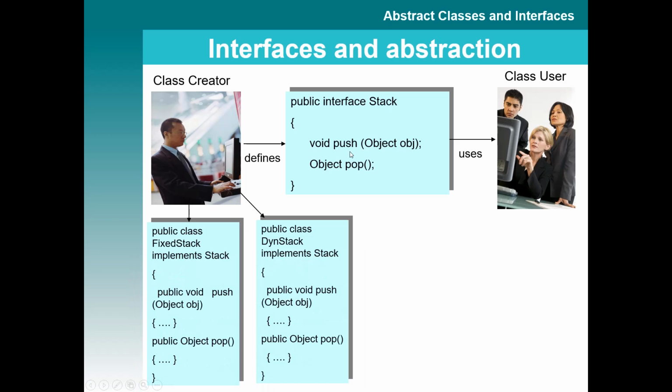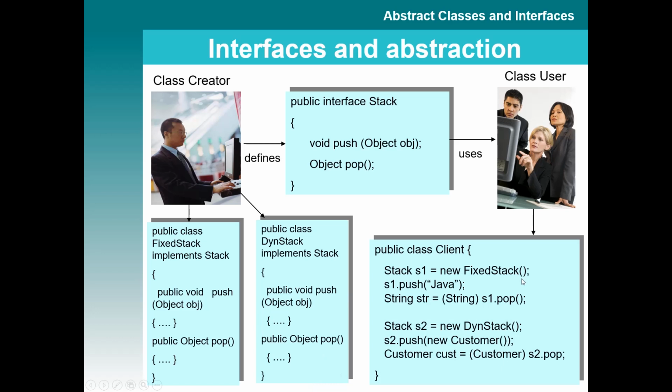And then the class creator could define multiple variants of that interface. Maybe there's a fixed stack with a fixed size. Maybe there's a dynamic stack which has a variable length. So the users need not be concerned with these implementations because they can create references of type just Stack: S1, S2. And at runtime, the objects that these references point to could be different instances of classes which implement the Stack interface. So often, interfaces are used to define abstractions.